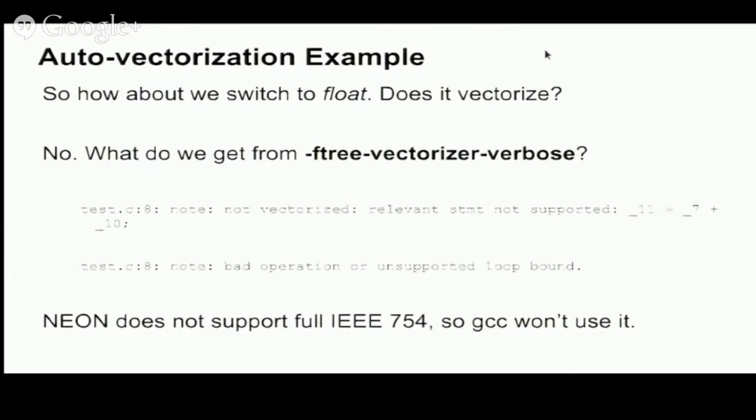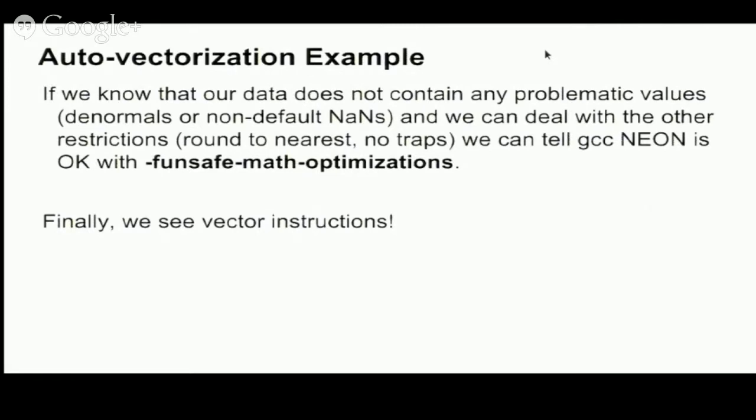The verbose output is now saying "bad operation or unsupported loop bound", which is clearly saying that Neon doesn't support full IEEE. This is the issue that Andrew brought up earlier, which is that Neon does some little tricks to simplify things. It doesn't handle NaNs, denormals, signaling exceptions, I think, of the main things it doesn't support. It's a big assumption, but if we assume that we don't have any of these things in our code, we don't care.